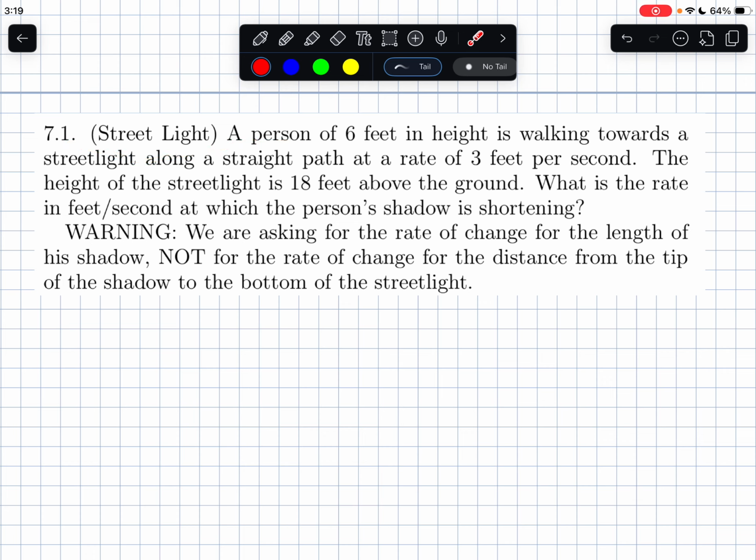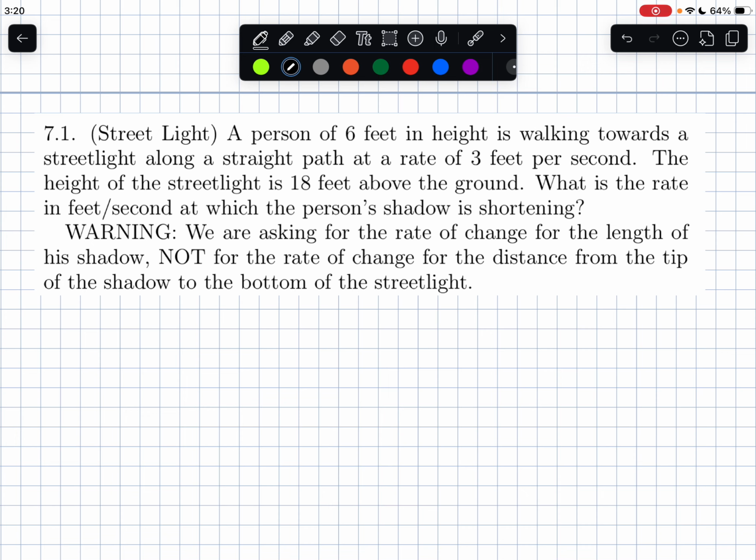A person of 6 feet in height is walking towards a street light along a street path at a rate of 3 feet per second. So what we see is that there's a person and there is a street light.